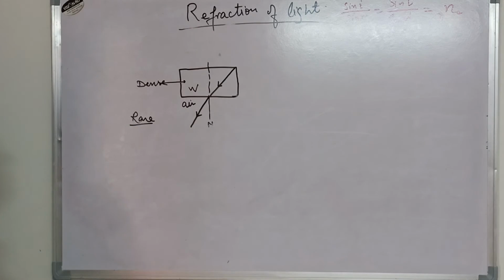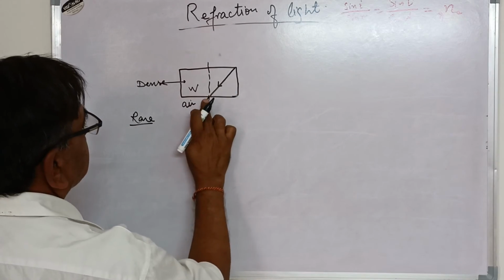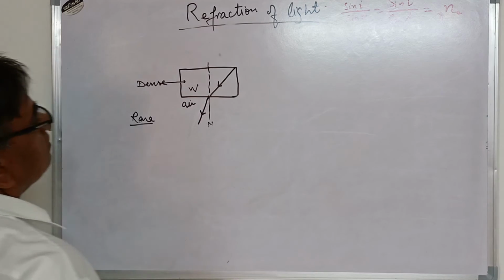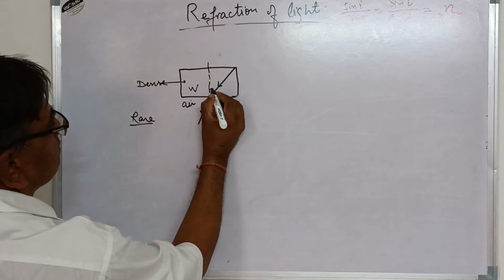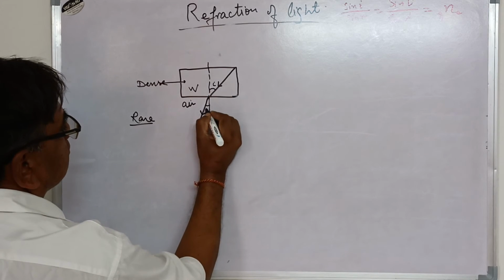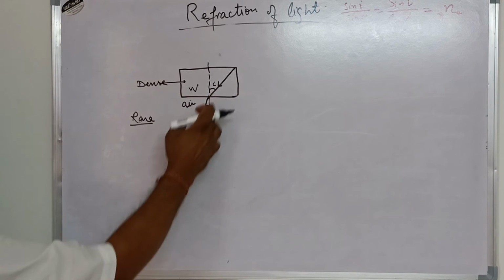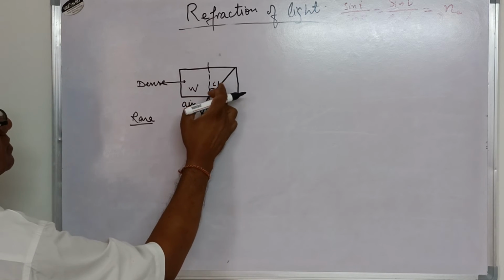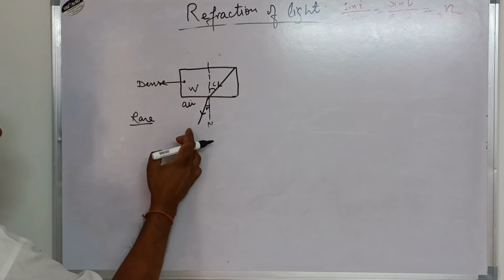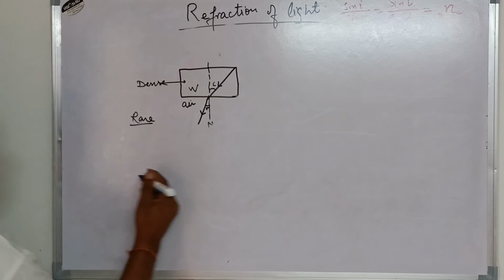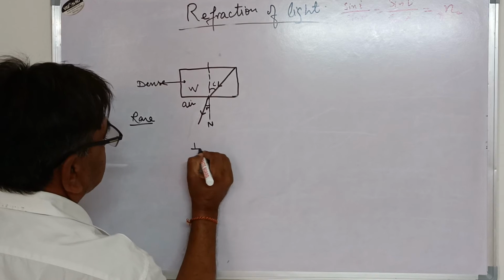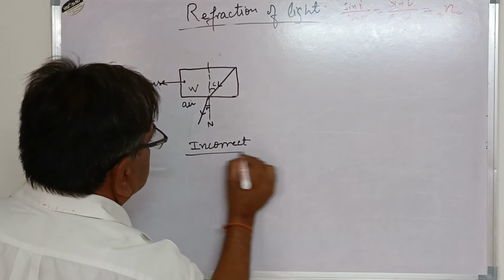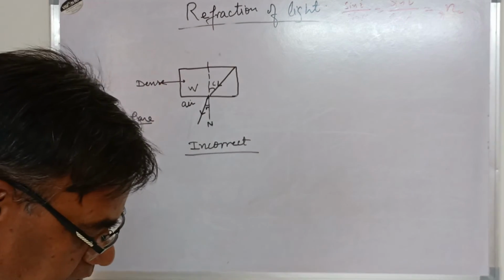What happens? It is seen that it bent towards the normal. So the incident ray is this, I, and this is R. Here, the ray comes from the first medium, water, and enters into air. It should go away from the normal. So this figure is incorrect. Incorrect figure. The second one is made.